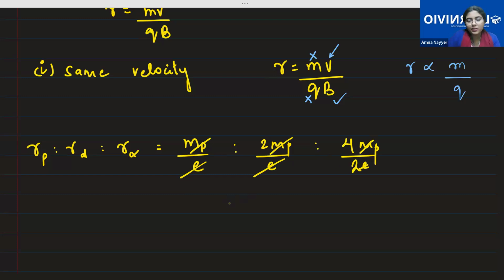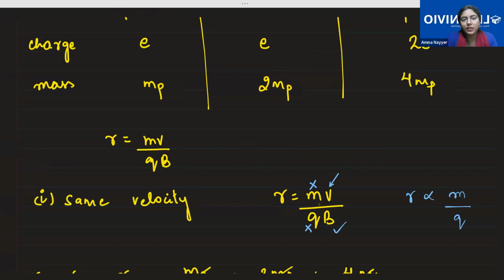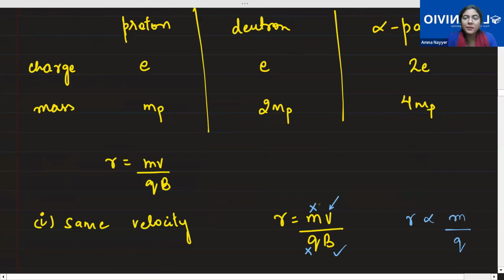So what is left from here? Look at the ratio. From here 1, from here 2, from here 4 by 2, that is 2. So 1 is to 2 is to 2. This is the ratio if the velocity is the same. The second part says same momentum.